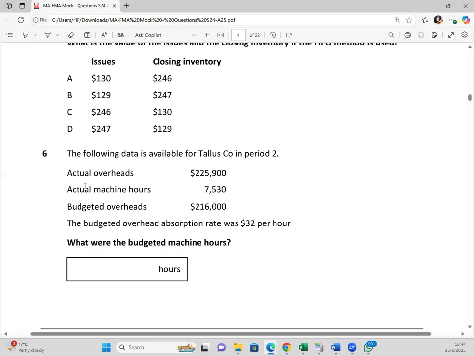The following data is available for tellers in period 2: actual overheads, the actual machine hours, the budgeted overheads, and the budgeted overhead absorption rate. What were the budgeted machine hours? We did a question similar to this one, but it was asking us about the over or under absorption. So if we reverse that one, it can help us calculate the budgeted machine hours. Let me check if it was this class.